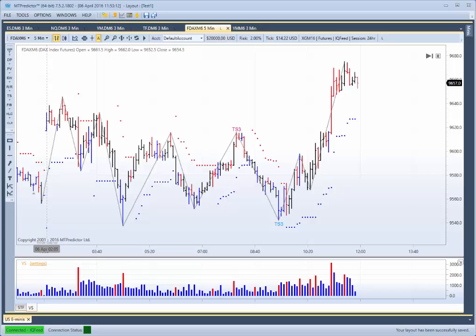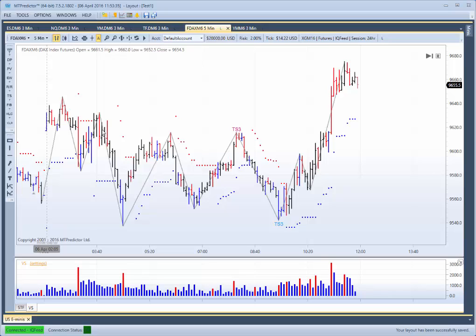In today's MTPredictor video, I'd like to take a look at the DAX, particularly on a 5-minute chart, and have a look at what we call a Holy Grail trade setup. This is one of my favourite trade setups in MTPredictor because it has the largest potential profit in relation to the smallest initial risk, and I'll show you that a bit later in the video.